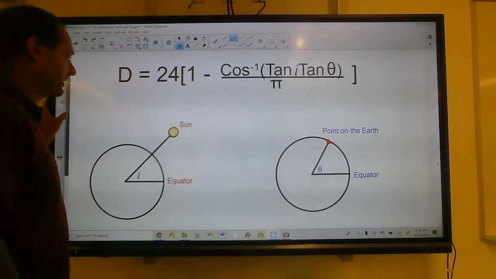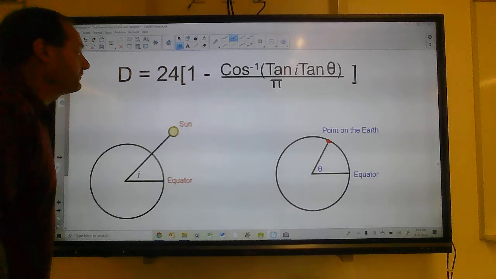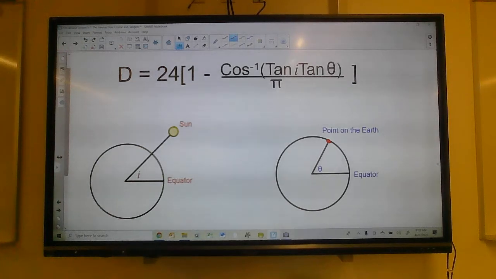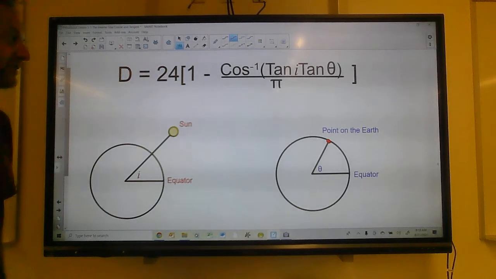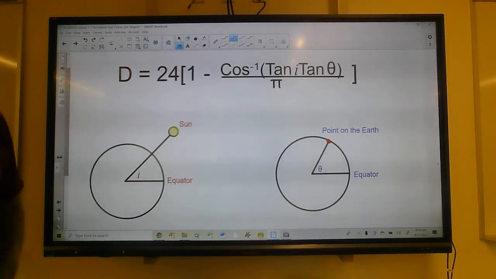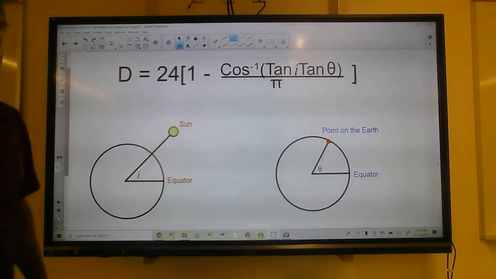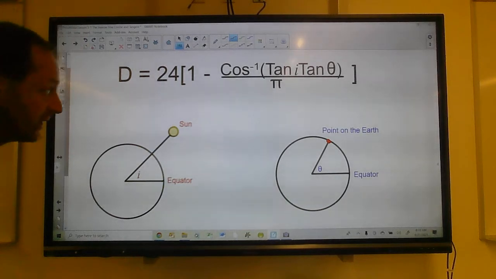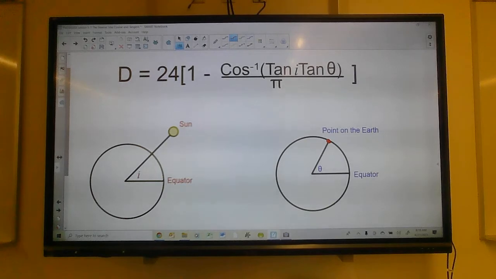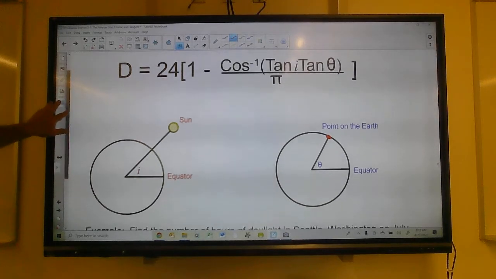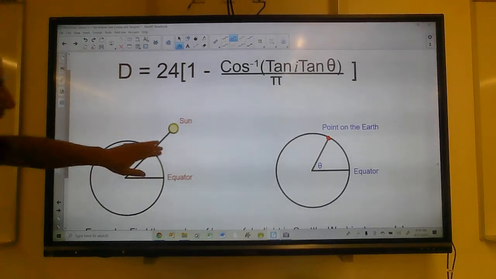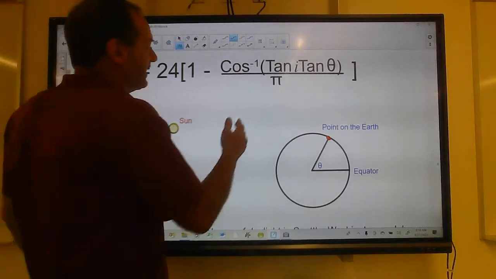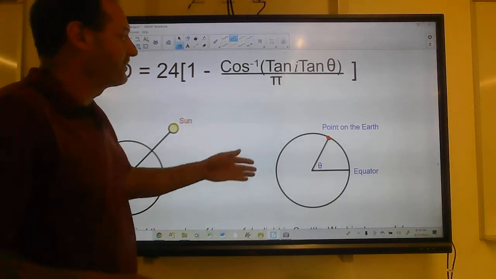So what's this formula here? D equals 24 times 1 minus the arc cosine of tangent I, tangent theta divided by pi. That formula tells you how many hours of daylight there is at a particular location on the Earth on a particular day. So we need to know a couple things. What's theta and what's I? Let's start with theta first.